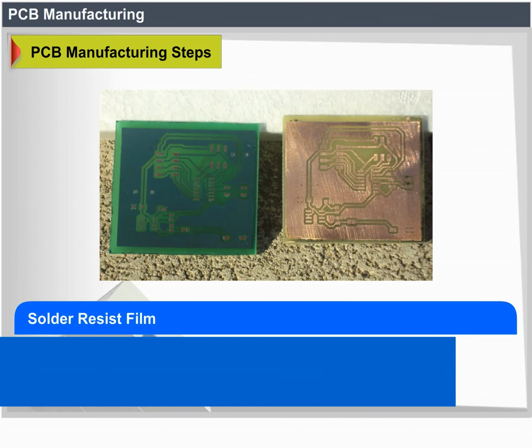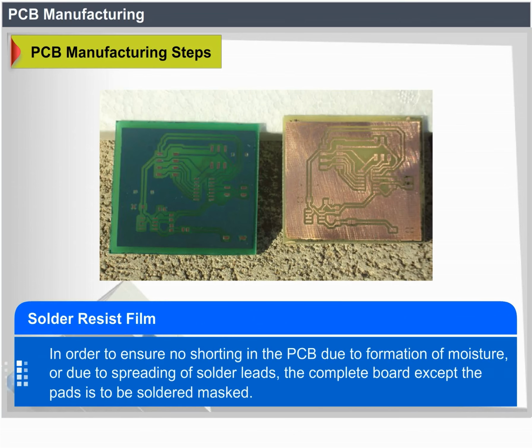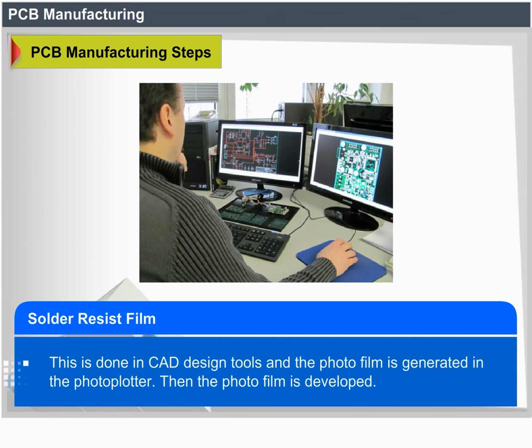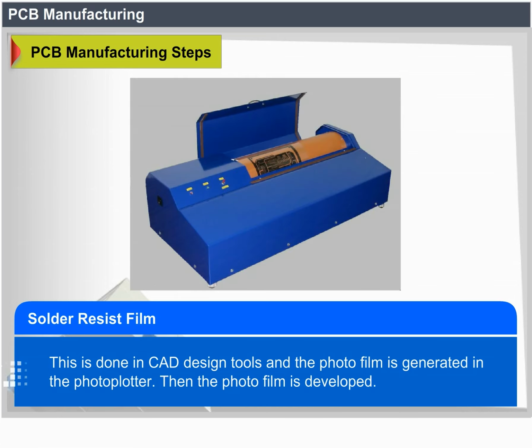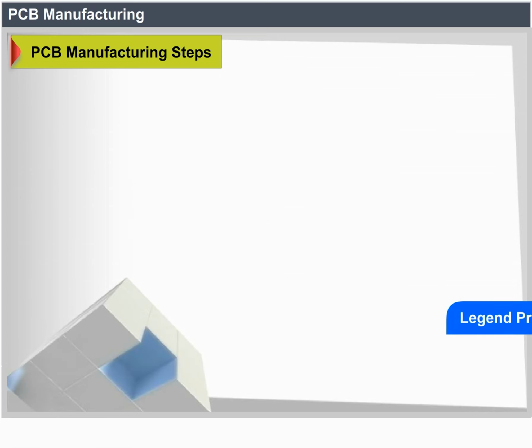Solder resist film. In order to ensure no shorting in the PCB due to formation of moisture or due to spreading of solder leads, the complete board except the pads is to be solder masked. This is done in CAD design tools and the photofilm is generated in the photoplotter. Then the photofilm is developed.